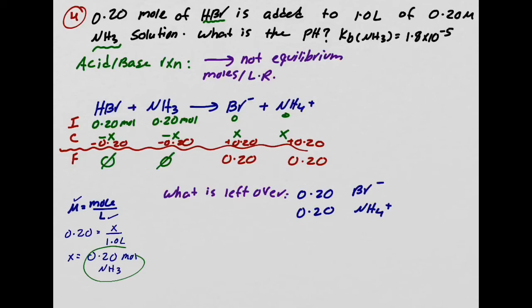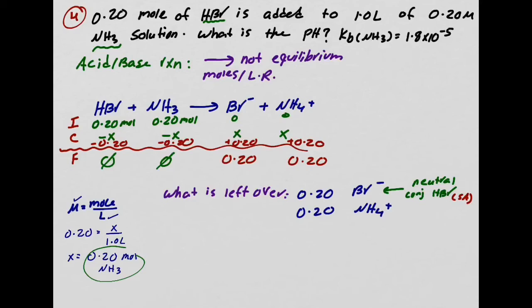Now, Br minus is neutral. Why? Because Br minus is the conjugate of HBr, and HBr is a strong acid, so I want to put SA for strong acid. The conjugate of a strong acid is neutral. When you have a strong acid or base, the conjugate is neutral. So this is not going to do anything to the pH, right? It's just like a neutral salt floating around.